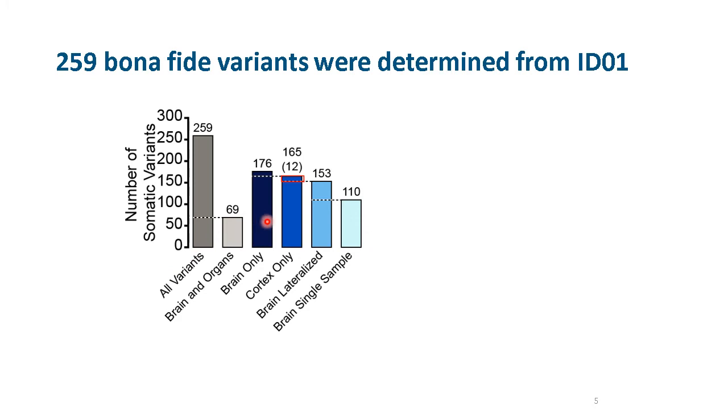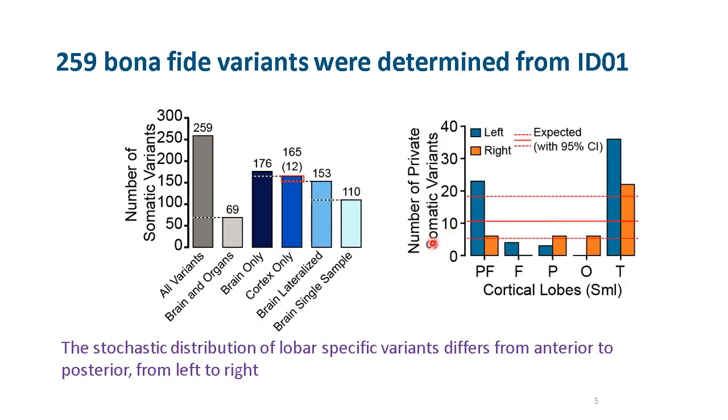After the extensive sampling and validation strategy, we identified 259 mosaic variants from the first index case, and of all the variants, 110 were only present in one single lobe. By comparing those lobe-specific variants, we actually find there are stochastic distribution differences in left and right, and from anterior to posterior.